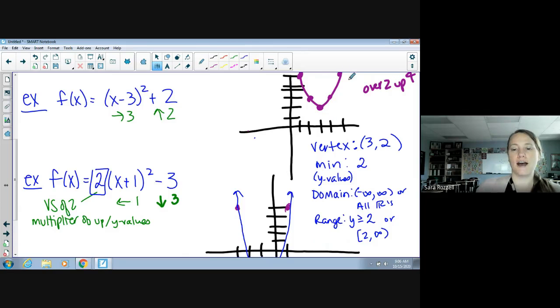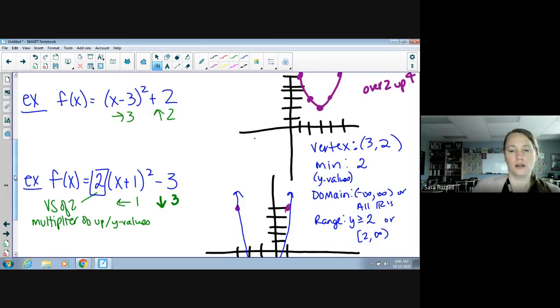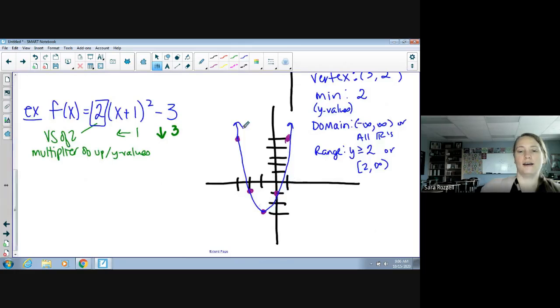Okay. So if you see a graph, you can tell me the vertex. You can say if it's maximum or minimum, what the domain is, and what the range is. So go ahead and try that on this second one. Fill out all those same things on this second parabola, and then we'll go through how to do it if it's in standard form.